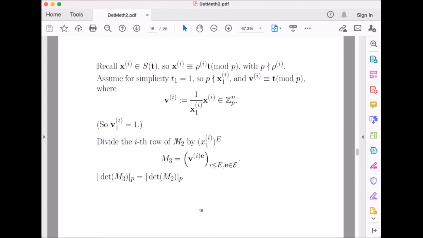Now if we take the matrix M2 and divide its ith row by the e-th power of this number, what we will get is a matrix containing not the monomials in xi, but the monomials in vi. Because we're dividing by something that is a p-adic unit, that won't affect the p-adic valuation. So it's a little bit of normalization to ensure that the first entry of these v's is always 1.